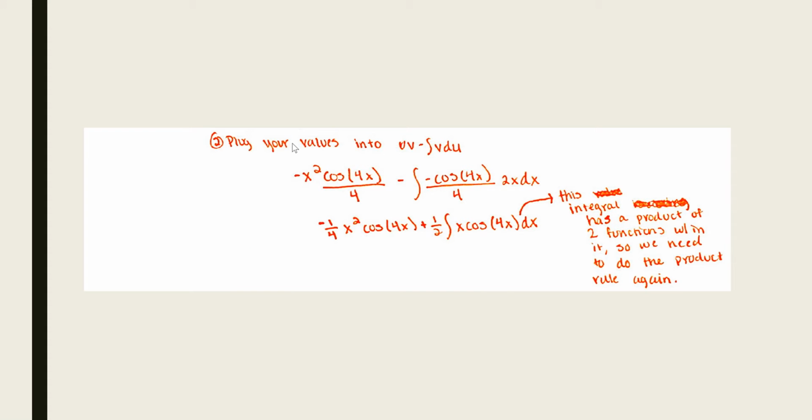The second step to this problem is to plug your values into the formula. Doing this gives you negative x squared times cosine 4x over 4 minus the integral of negative cosine 4x over 4 times 2x dx. This simplifies to negative 1/4 x squared times cosine 4x plus 1/2 times the integral of x times cosine 4x dx. Notice that this integral also has two terms being multiplied by each other, so we need to do a second iteration of integration by parts.